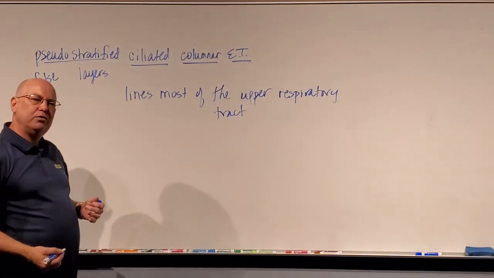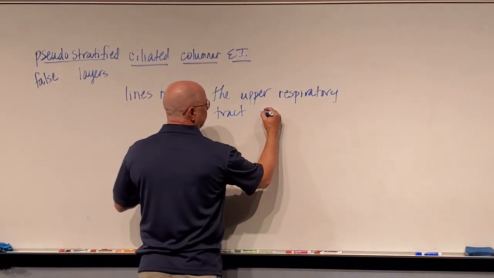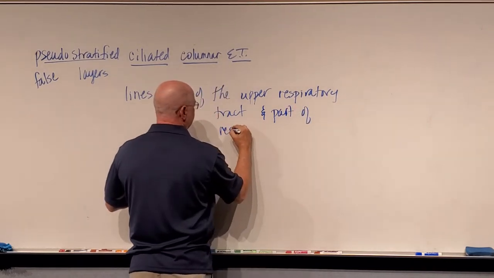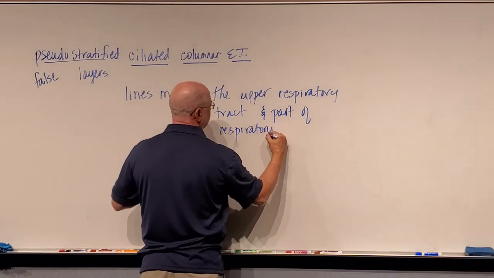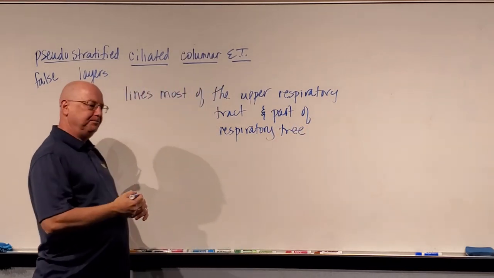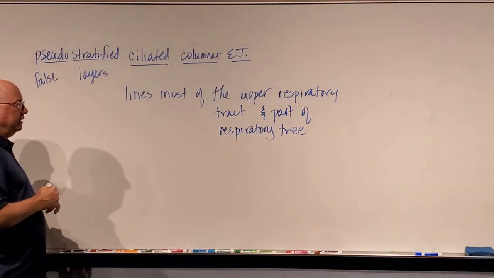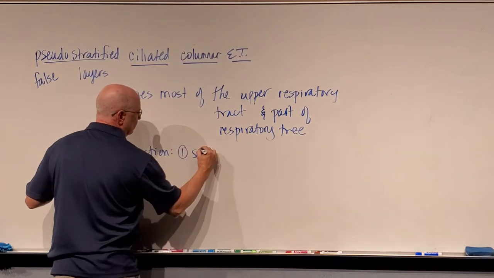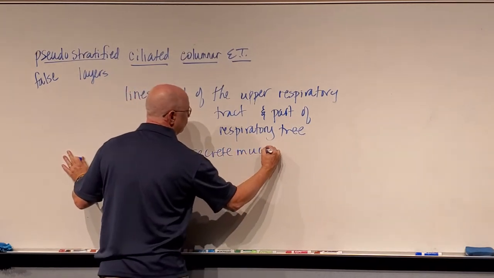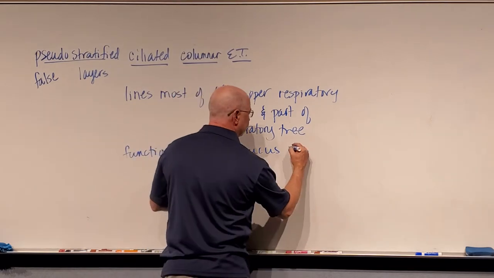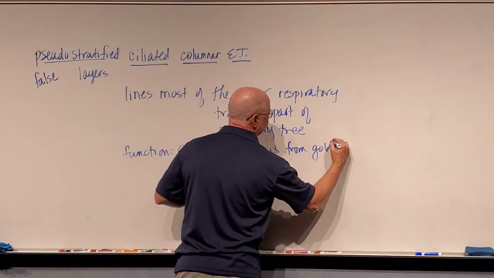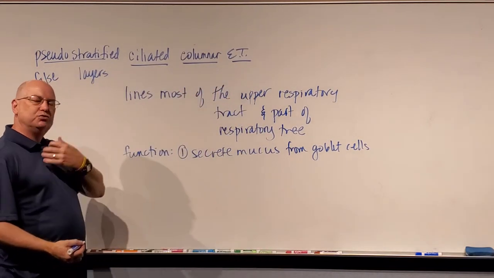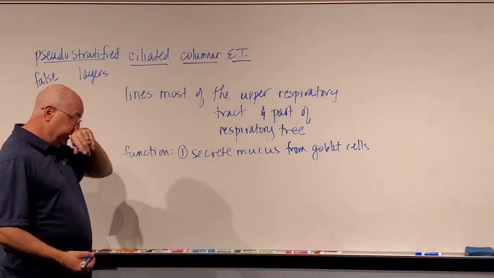And there's some in the lower respiratory tract as well, and part of what we call the respiratory tree. Its function is twofold. One, it can secrete mucus, which is snot, from what we call goblet cells. And there are some mucus glands associated with it, but goblet cells will coat the respiratory tract with mucus, and I'll show you what I mean in a second.